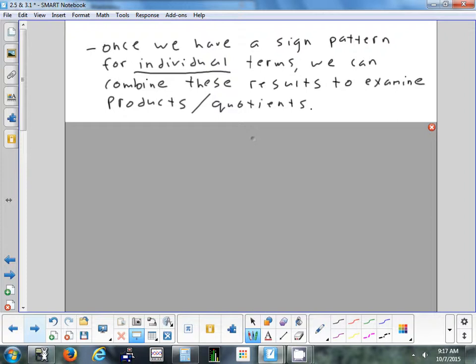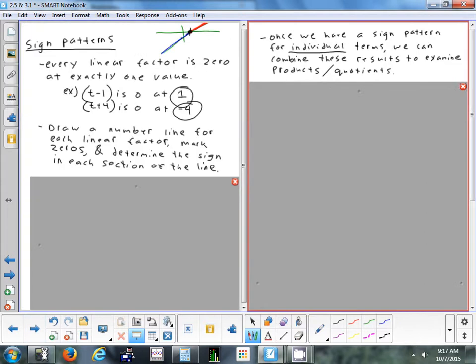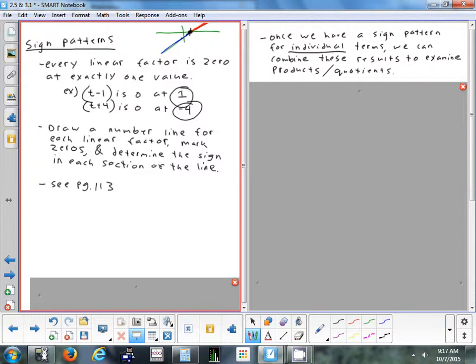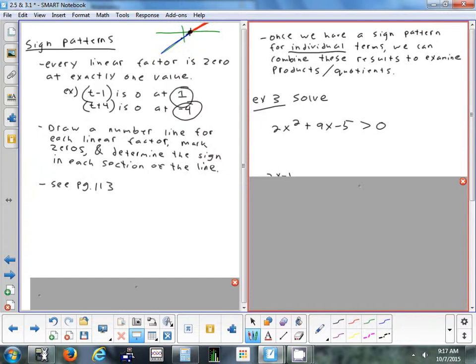Yeah? Can you go back? Yeah. Page 113's got some more pictures if you want to see it, but we're going to do a couple examples together.